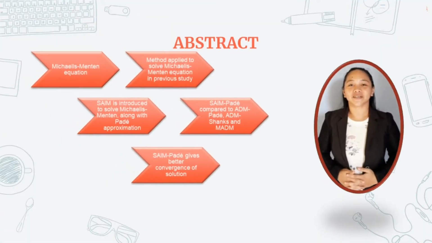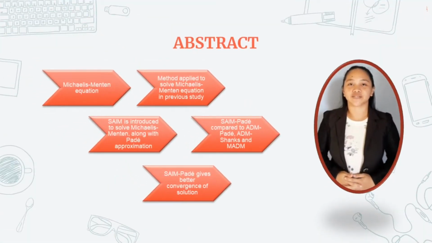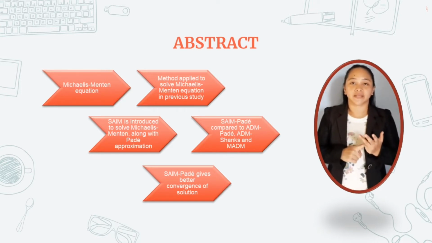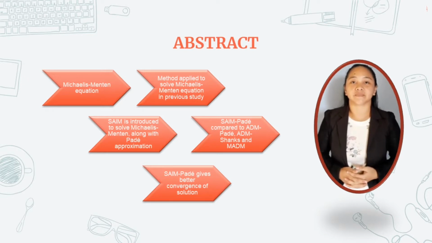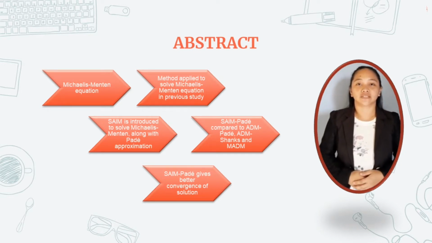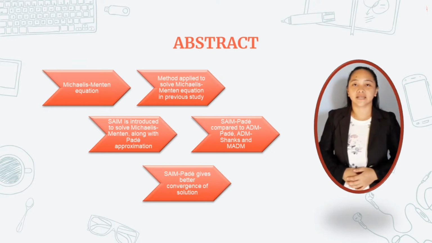The Michaelis Menten equation is a nonlinear differential equation that is used to describe the rate of enzymatic reaction. In the previous study, several methods such as Adomian Decomposition Method (ADM), Variational Iteration Method (VIM), and Homotopy Perturbation Method (HPM) have been applied to solve Michaelis Menten equation. However, the result shows that this model has complexity in converging the iterations. Hence, a new approach with faster convergence of iteration will be presented in this study.